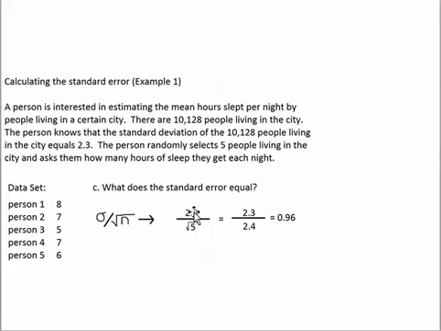We divide the population standard deviation, which is 2.3 from the question, by the square root of our sample size, which is 5, because we've selected 5 people. The square root of 5 is 2.4. And if we divide 2.3 by 2.4, we get 0.96, rounded to 2 places. That's our standard error. Our standard error is 0.96.